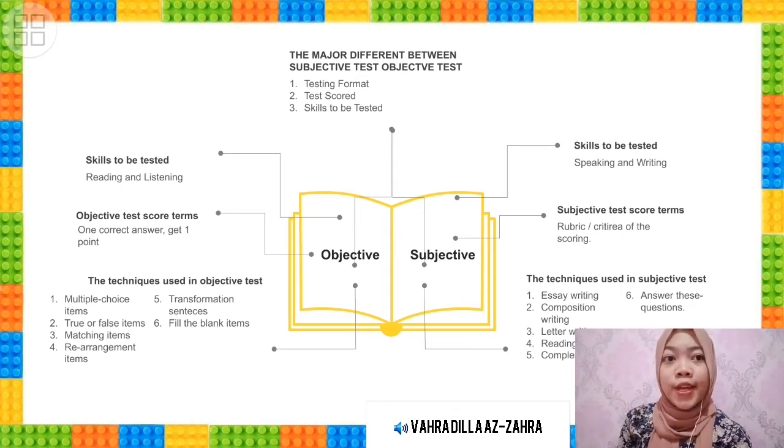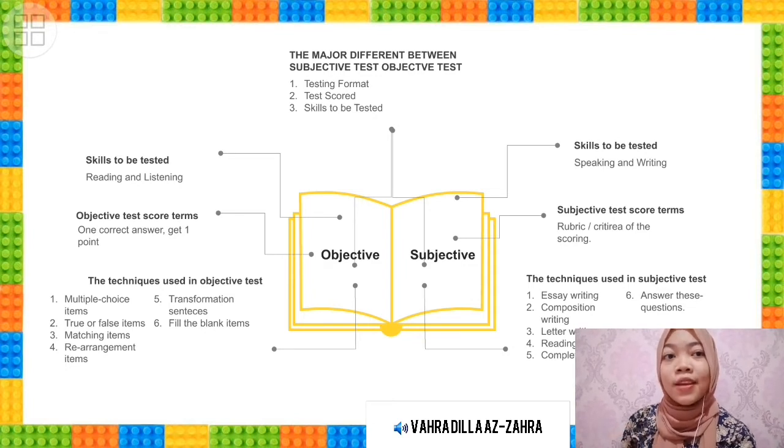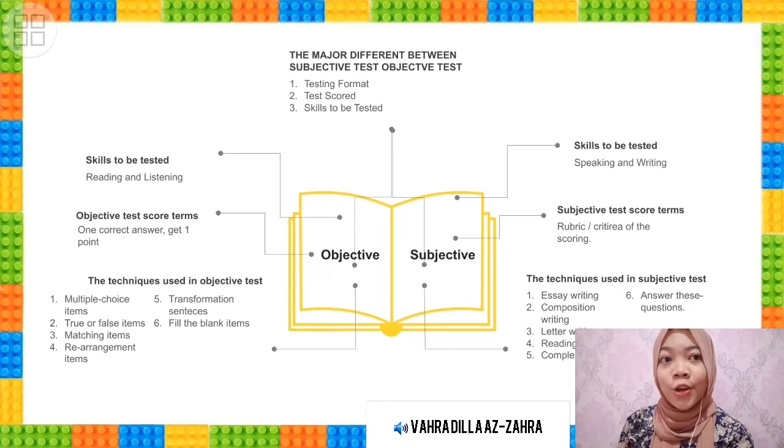The last one is the skills to be tested. For the objective test, the skills that are usually tested are reading and listening. For the subjective test, the skills that are usually tested are speaking and writing. Well, my friends, that's all from my explanation. Let's continue to number 2 that will be explained by Mahran, Abdi, Maros.